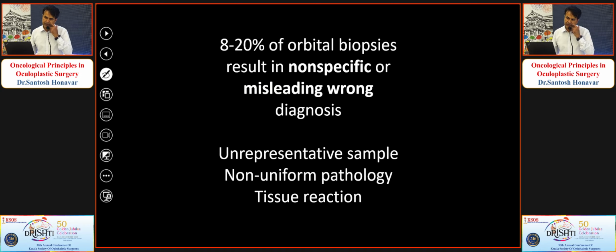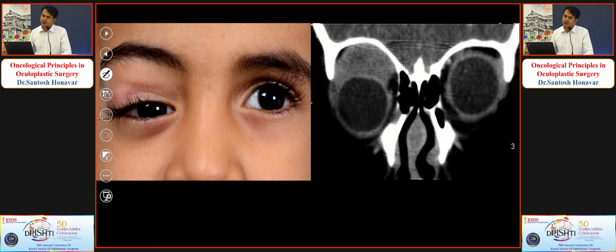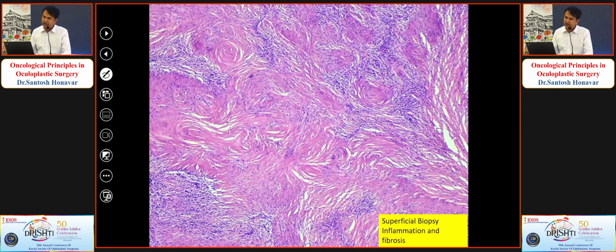The second concept is that about 8 to 20% of orbital biopsies result in a non-specific or misleading diagnosis. That's either because of a bad sample or because of non-uniform tissue pathology. I will show you an example of a child with rhabdomyosarcoma. When I do a biopsy, I do a superficial, mid-zonal, and past the epicenter, and send all this to my pathologist. As part of the study, we did this. But generally, what is important is that you should go past the epicenter. You know the epicenter on radiology anyway, so you should go past the middle of the tumor. That is what is important in incisional biopsy.